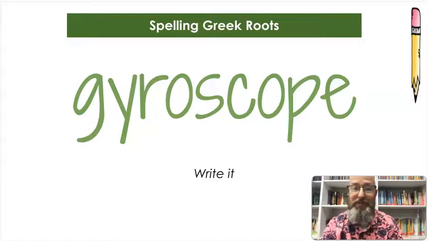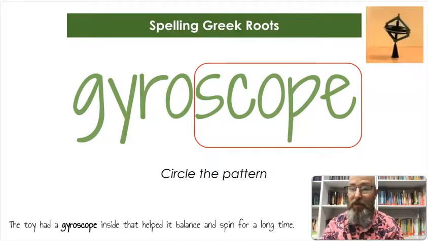G-Y-R-O-S-C-O-P-E. We're going to circle that Greek root scope as a toy gyroscope up there in the corner. The toy had a gyroscope inside that helped it balance and spin for a long time.